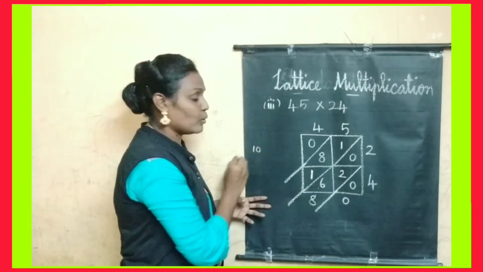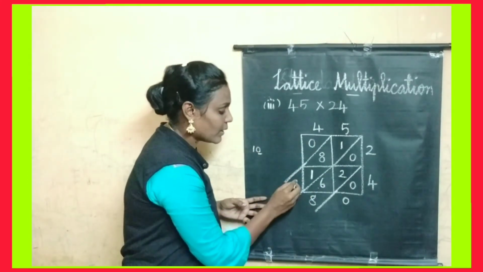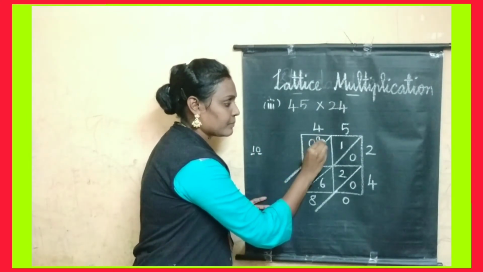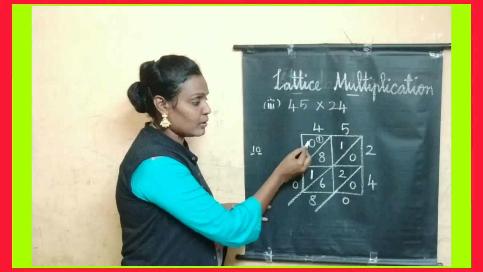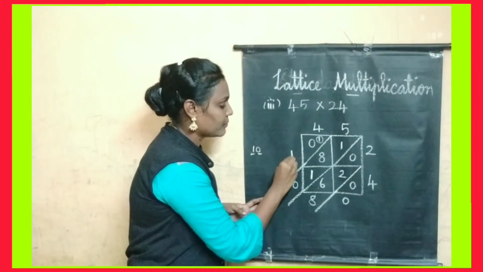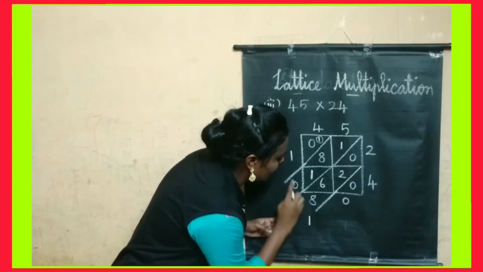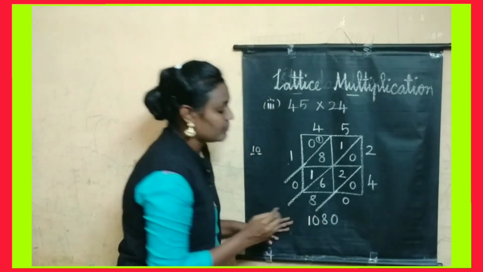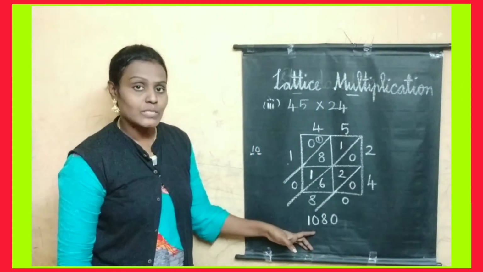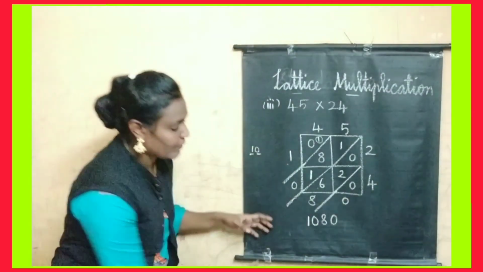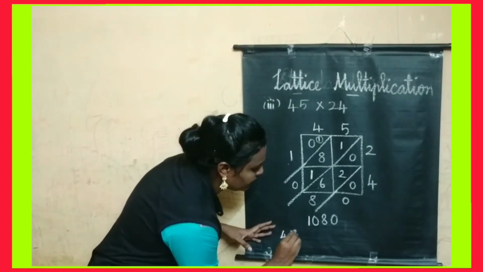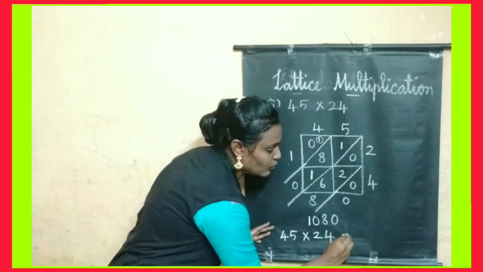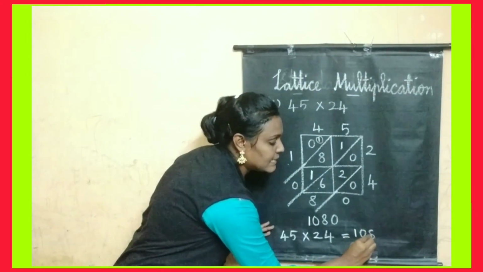10 is a 2-digit number. So write ones here. Carry over the tens to the next place. Here we have 0. 0 plus 1 is 1. 1 0 8 0. So the answer is 1080. 45 multiplied by 24 is equal to 1080.